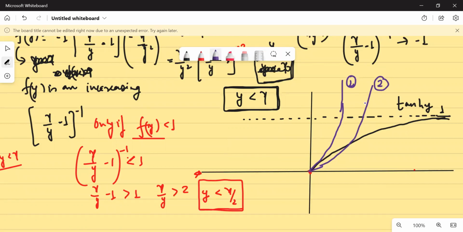Is that clear? You should understand that there is a solution at y equal to 0, but you already know that this particular thing is not defined at 0. So I will not say that y equal to 0 is a solution. So now there are two cases.